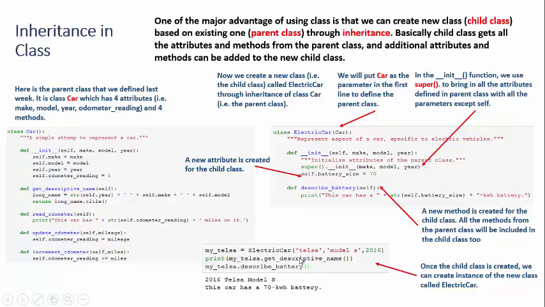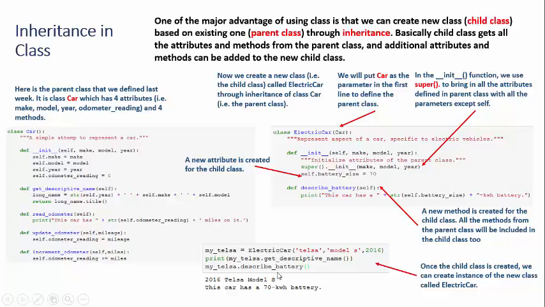Once we define the electric car class, we can create an instance from this one. So for example, I'm using my_tesla is equal to electric car with Tesla, Model S, 2016 as the input. That is the input to those 3 parameters. And then we can use the get descriptive name method from the new class here. Then we can use the new method describe battery to see what is the content.